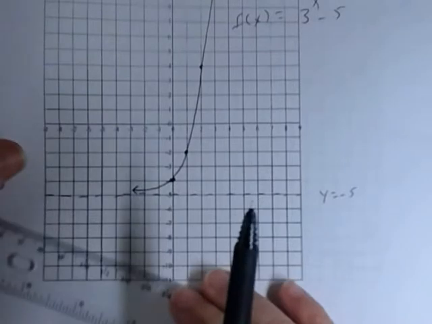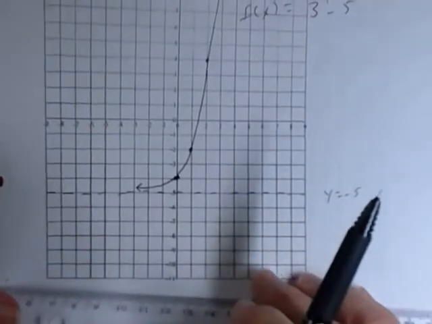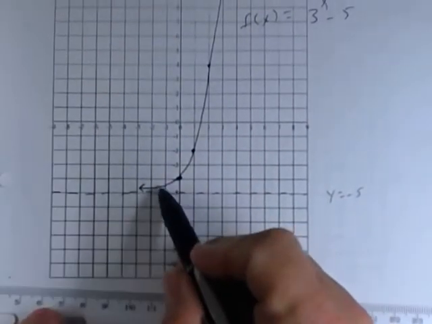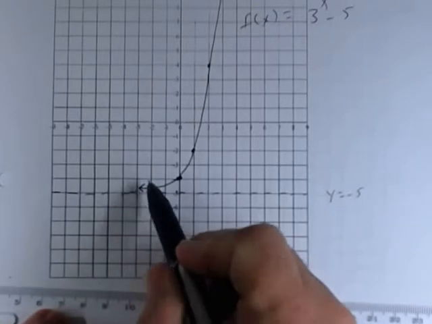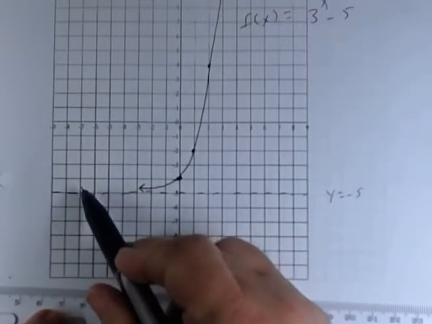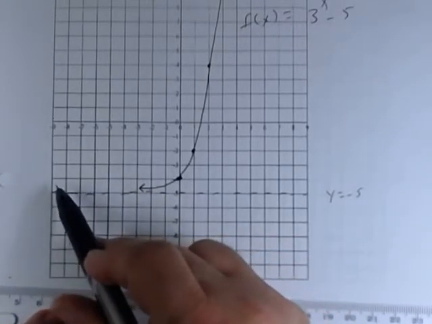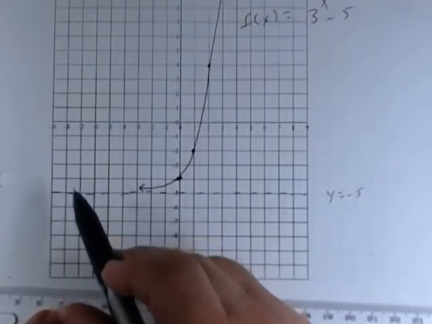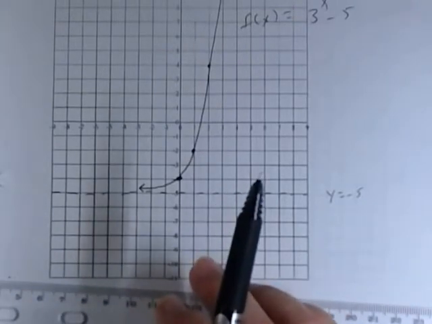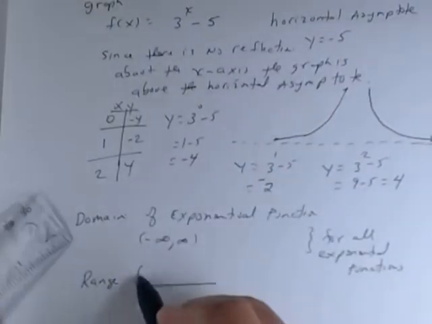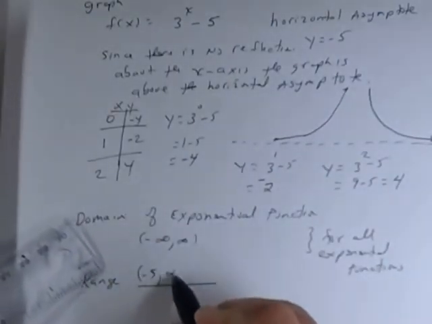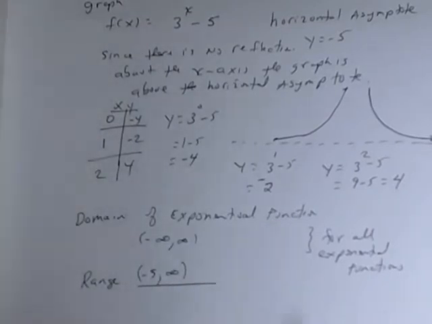Infinity. Just make sure you understand that it's not a bracket this time because none of these y values on this graph will ever be what? Negative 5. It gets closer and closer to it, but it's never going to be negative 5. So my range is going to be from negative 5, parentheses, to infinity. Okay? That's your range.